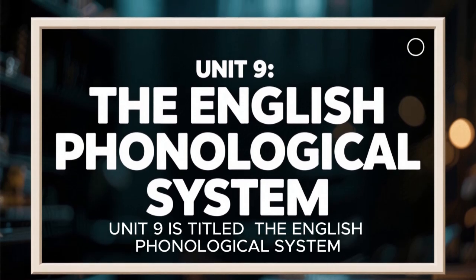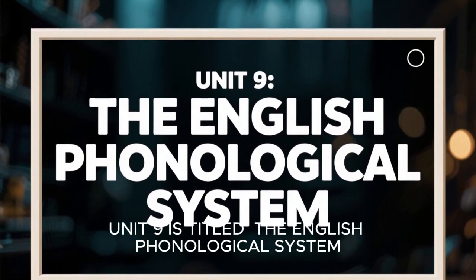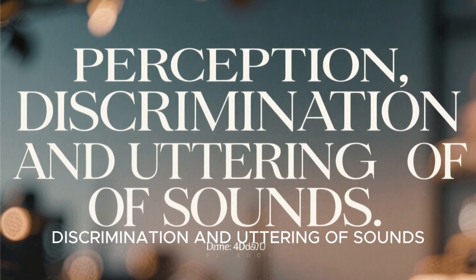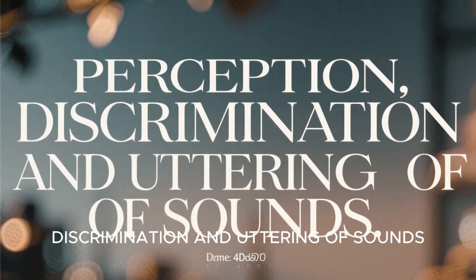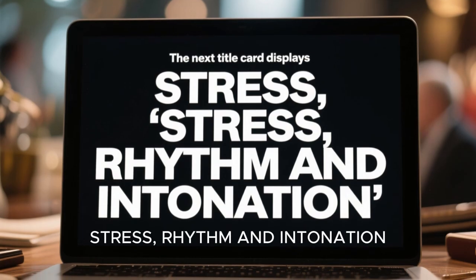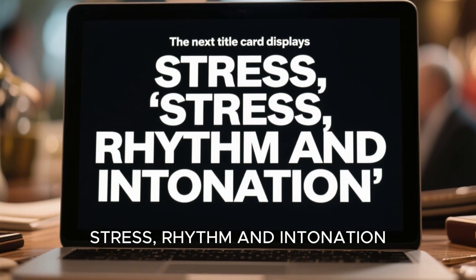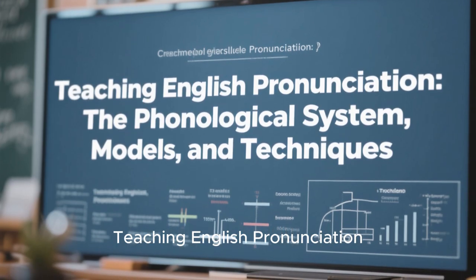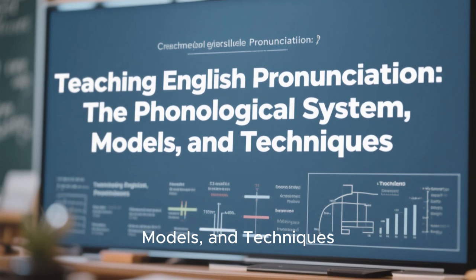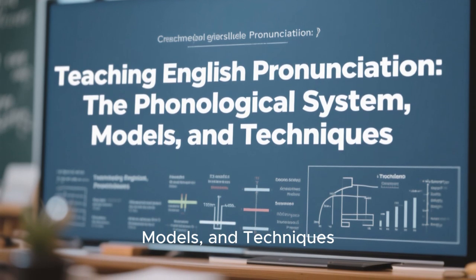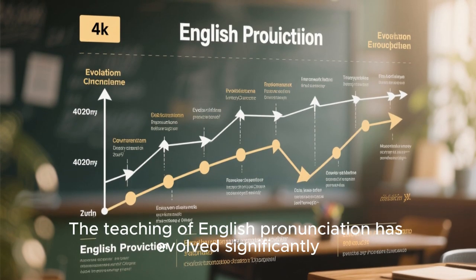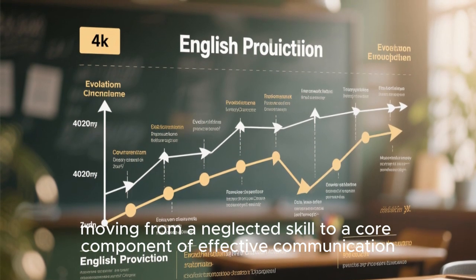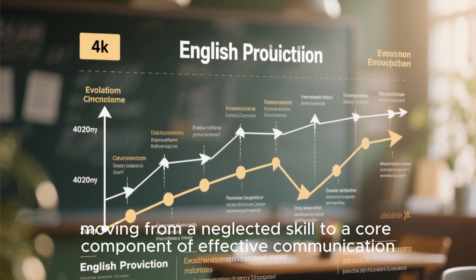Unit 9 is titled The English Phonological System, Models and Techniques of Learning, Perception, Discrimination, and Uttering of Sounds. Stress, Rhythm and Intonation, Phonetic Correction, Teaching English Pronunciation, the Phonological System, Models, and Techniques. The teaching of English pronunciation has evolved significantly, moving from a neglected skill to a core component of effective communication.